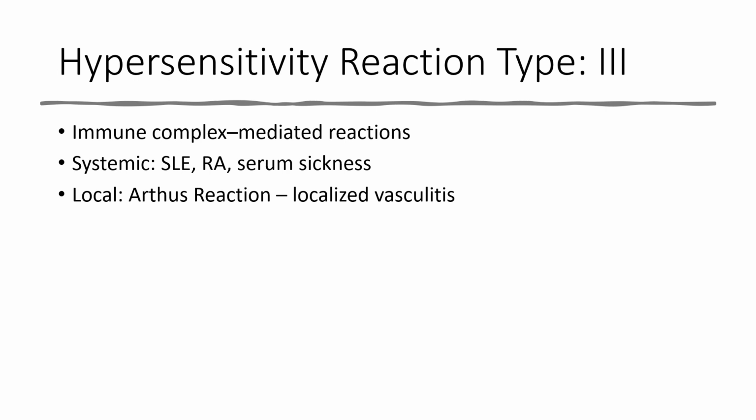So medical management. Remove the offending agent. That's obviously the first line of treatment. And then we need to treat the systemic immune complex reaction. So we can do NSAIDs for joint pain, antihistamines for pruritus, so that itching. For severe reactions, again, we're going to go with epinephrine and systemic corticosteroids. And that's about it for this one.